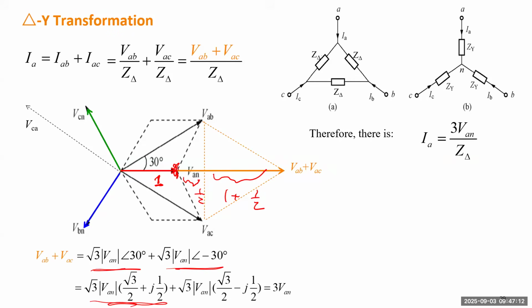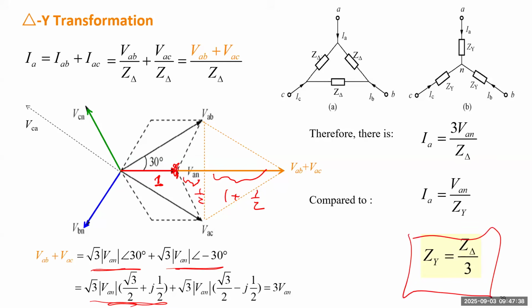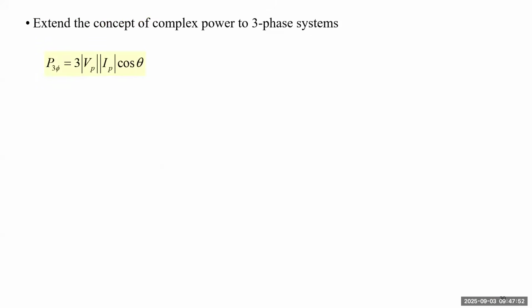Okay, so we know the line current is just 3 times the phase voltage divided by the load on each delta connected phase. For Y connection, it will be simply the phase voltage divided by each phase impedance. So we can immediately get: if we want to change the delta connection to Y connection, we simply divide each delta connected load by 3, and put it on each phase of the Y connected load. We're going to use this formula to finish some calculations.